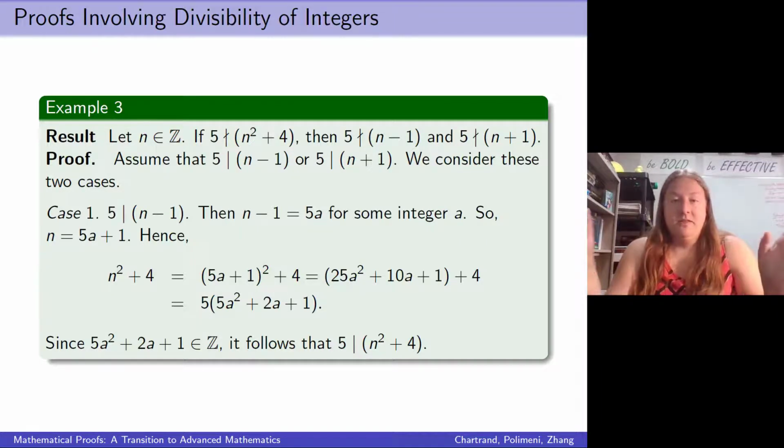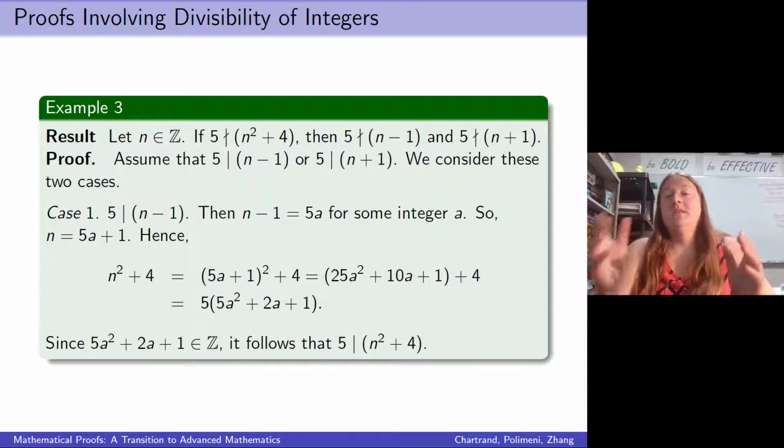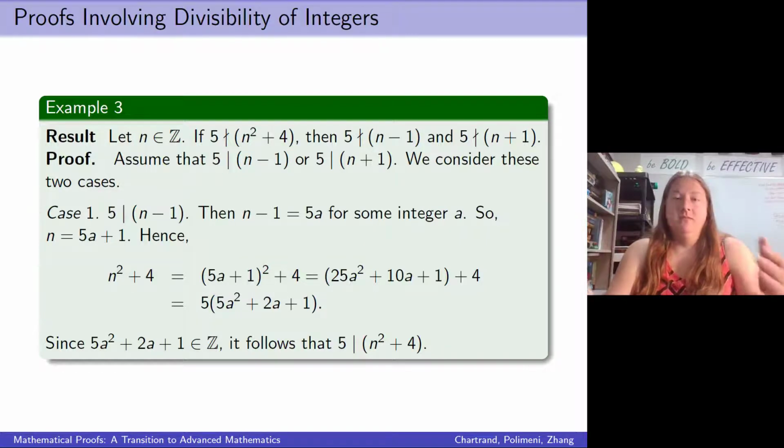Oftentimes, when nots are that prevalent, I want to flip over and think about the contrapositive, because that's going to make it a slightly less cumbersome way of thinking about the thought. So I'm going to look at the contrapositive. So I'll have 5 divides n minus 1, or 5 divides n plus 1. That's the negation of my Q statement. And I'm going to be looking to prove that 5 divides n squared plus 4, the negation of the P statement. So let's assume the negation of the Q statement, 5 divides n minus 1 or 5 divides n plus 1. And we need to break this into two cases.